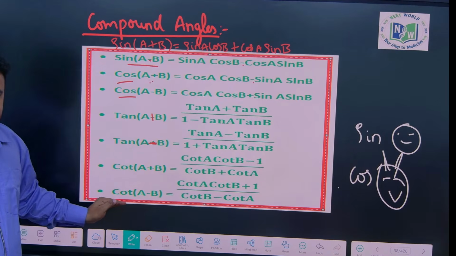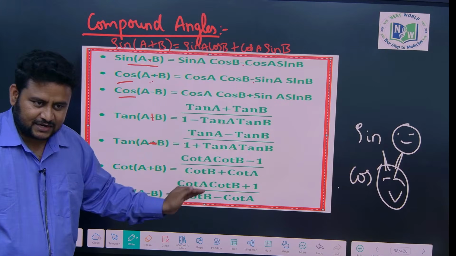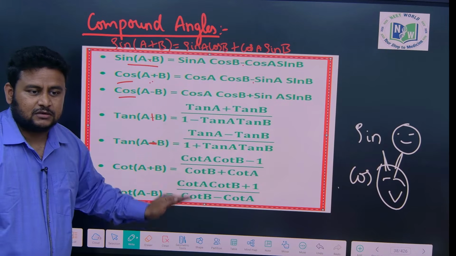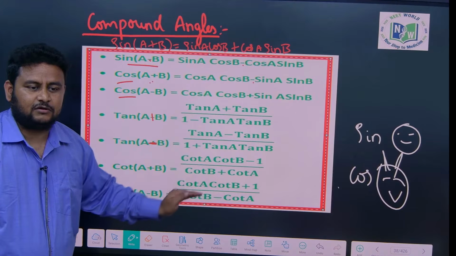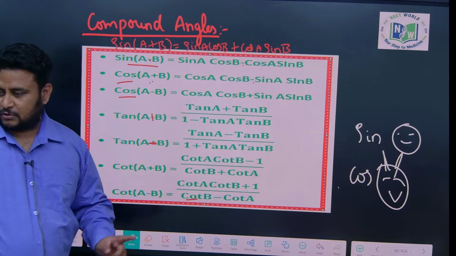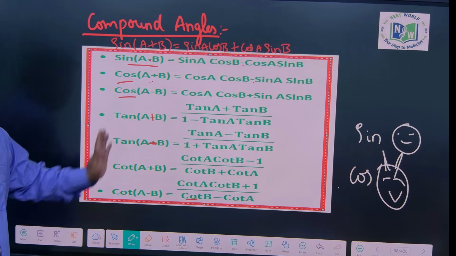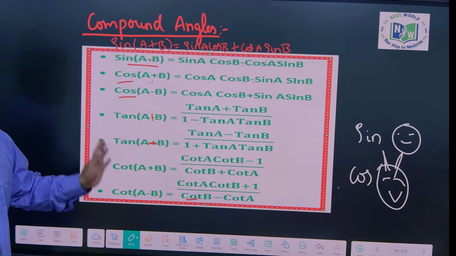Now cot of A minus B. Cot of A minus B is what? Cot A cot B plus 1 divided by, it is not cot A plus cot B, it is cot B minus cot A. First cot B will come, then cot A will come. It is reverse. Everything is reverse. Okay, clear? These are the formulas which you have to remember.